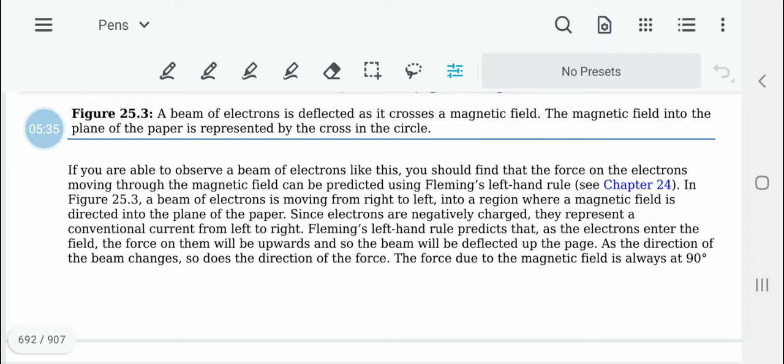Now let's figure out how these forces are created, and what rules we can use to figure out in which direction the force acts.